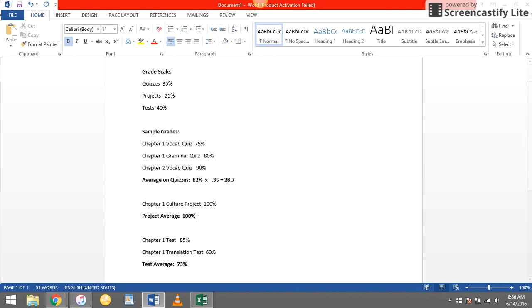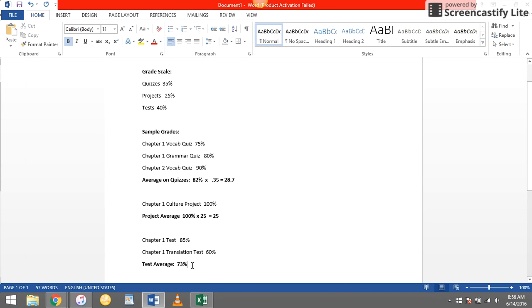This one's easy because we just have to multiply it by 0.25. And out of a possible 25%, you've now earned the full 25% because you have 100.